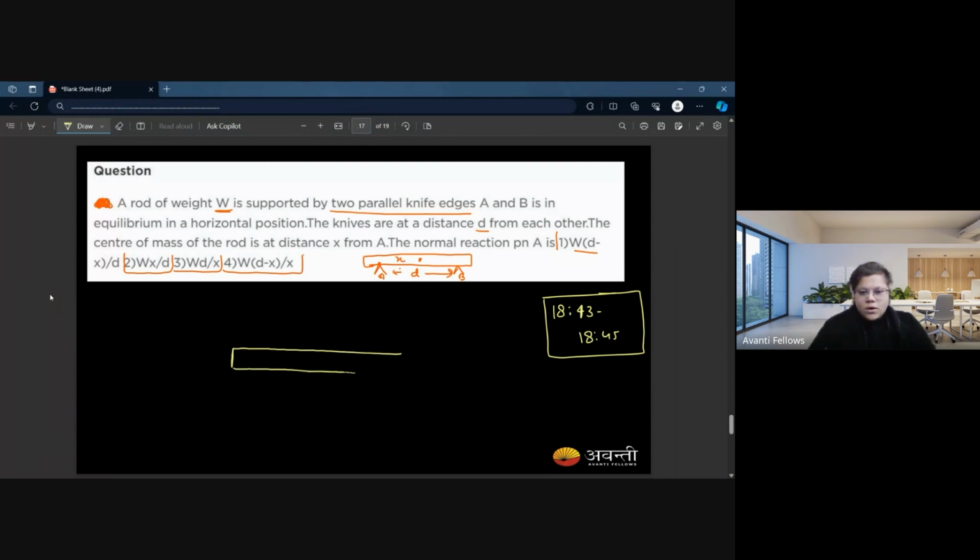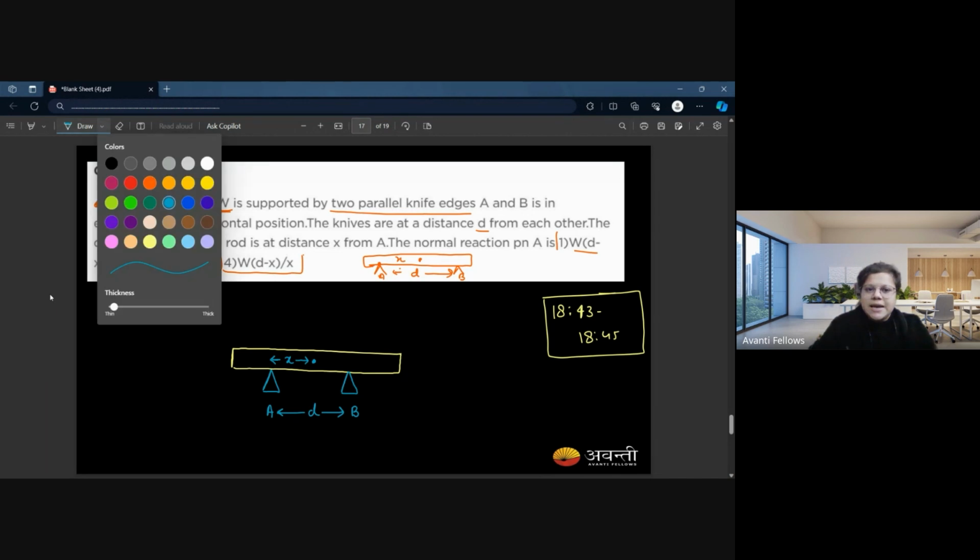Here we have this rod. And then I have two knife edges. Knife edges basically you can consider that we place this rod on the basis of these two triangles. These are two supporters on which I place this rod. The position of this first is A and this is B. The distance in between these two edges is D. This is the center of mass of this rod, and the distance in between this knife edge A and this center of mass is X. So find out the normal reaction.